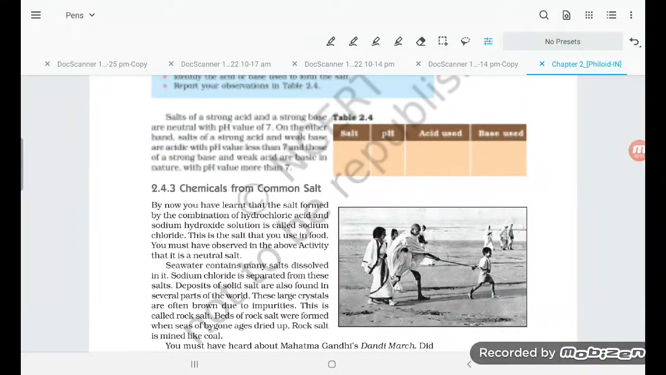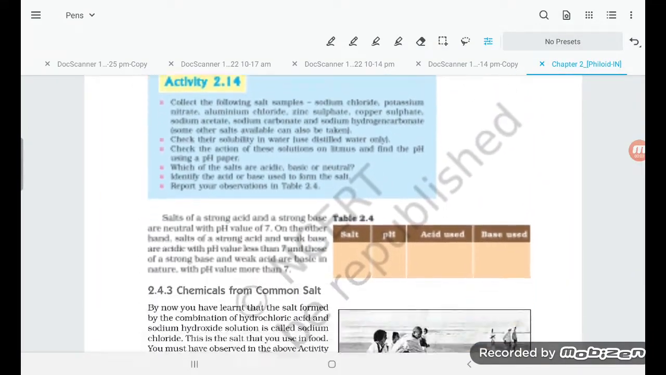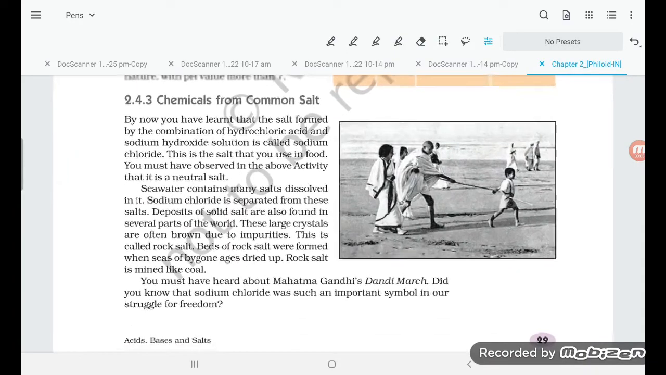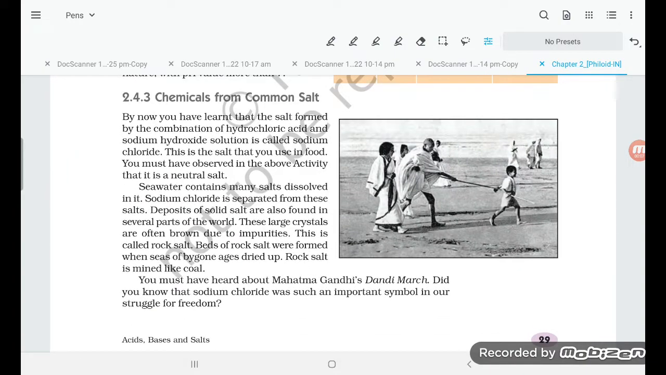Let's try to understand the compounds from class 10th. They are saying chemicals form the common salt. By now you have learned that the salt formed by the combination of hydrochloric acid and sodium hydroxide solution is called sodium chloride. This is the salt that you use in food. You must have observed in the above activity that it is a neutral salt.